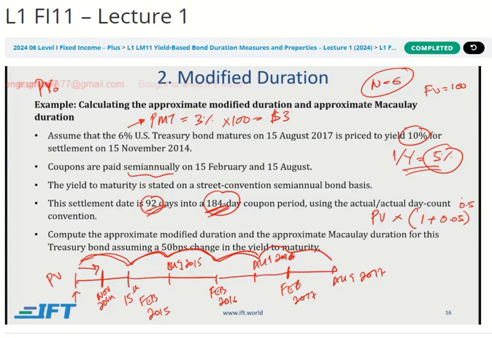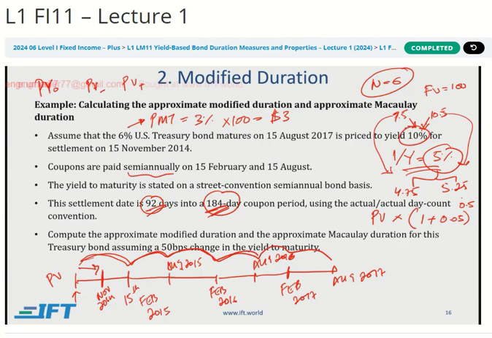What I want you to do now is calculate the PV minus and the PV plus by shocking this yield. And how much do we need to shock it? 50 basis points, right? Which means this will become 5.25 and 4.75. Why? Because the 50 basis point is being shocked to the annual yield, so that is becoming 10.5 and 9.5, right? And 10.5 divided by 2 is 5.25, and 9.5 divided by 2 is 4.75.